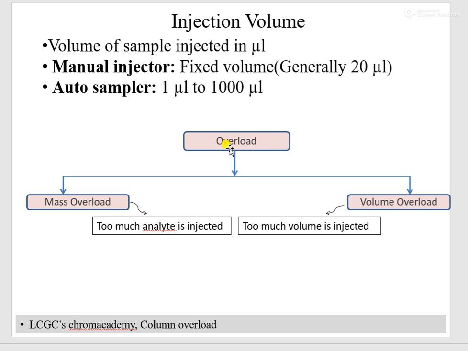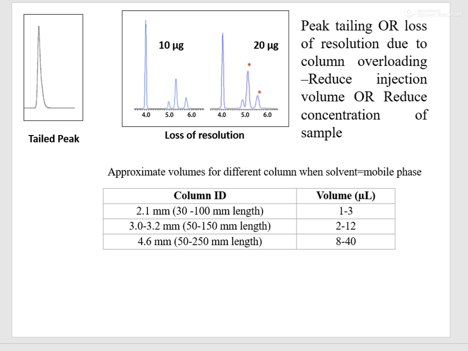Why is this parameter important? For that you should know what overload is, meaning what kind of overloading conditions are there in HPLC. You can have mass overload, you can have volume overload. What do you mean by mass overload? Too much analyte is injected, meaning a highly concentrated sample is injected. And volume overload means too much volume is injected. You should not inject high concentration or high volume, because it produces tailed peaks. Depending upon column length and internal diameter you have to inject the sample.